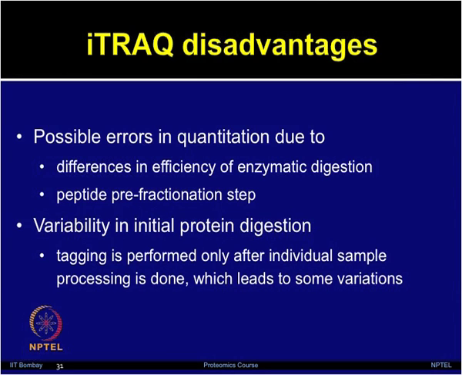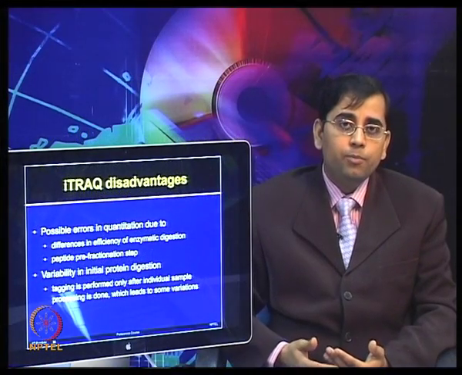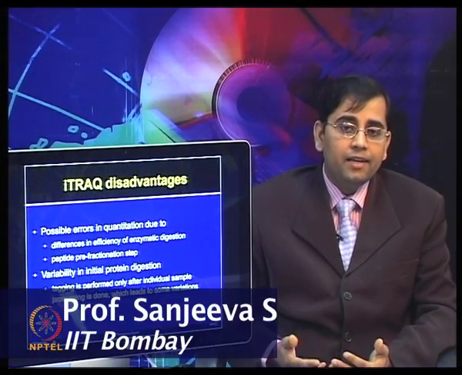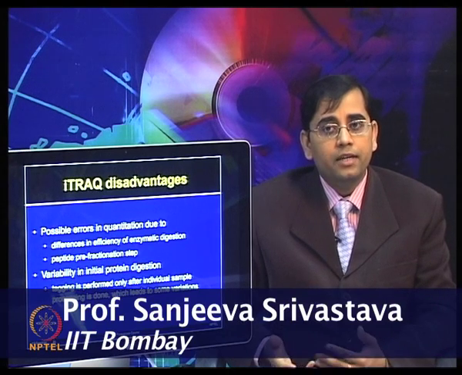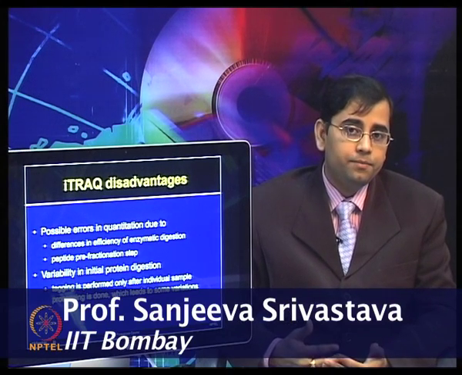Although, if you start with the same enzyme lot and if you have done the quantification for the proteins properly, ideally that should not matter, but there is some possibility that some errors could be coming from that efficiency of enzymatic digestion. The peptide pre-fractionation step could be another possible way of introducing some variations. The variability in the initial protein digestion and then tagging is performed only after the individual sample processing is done.